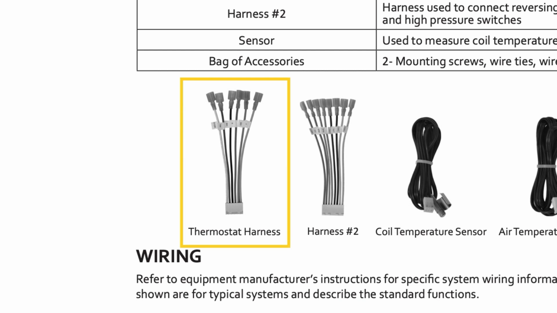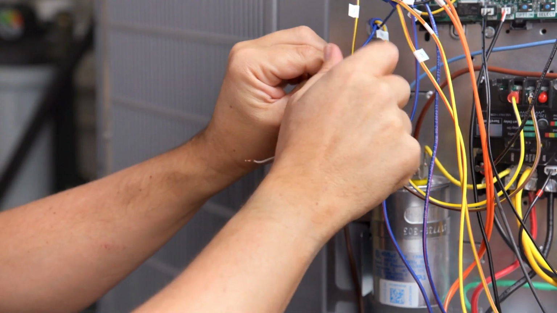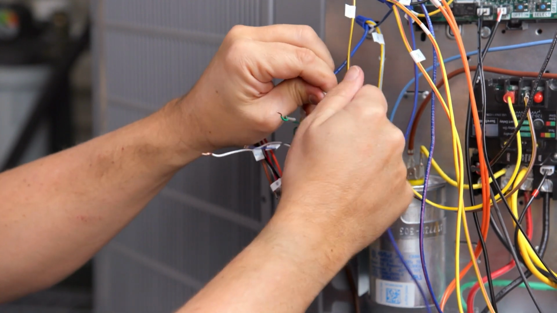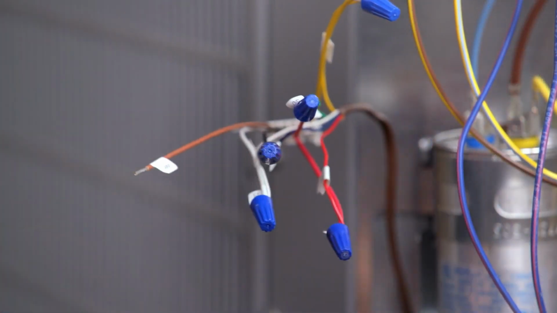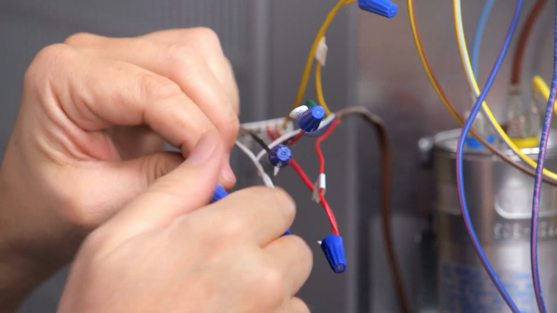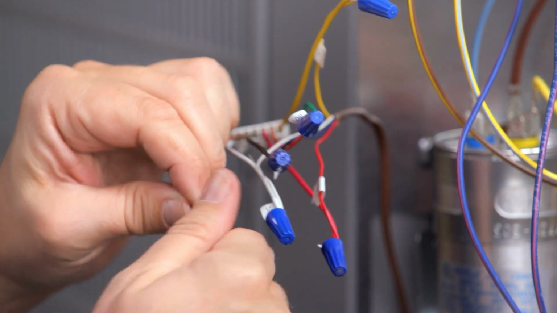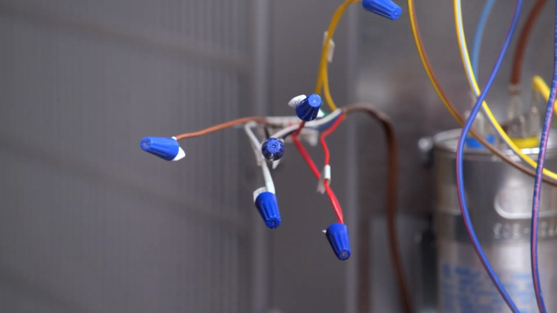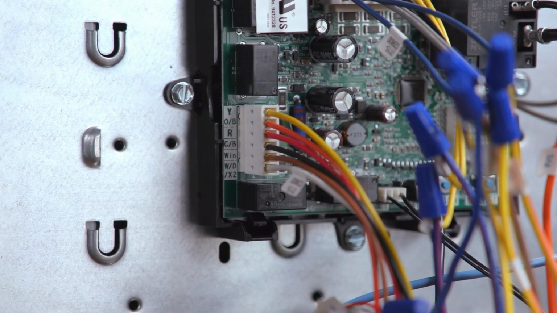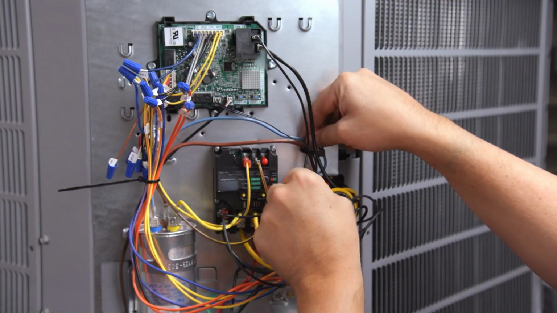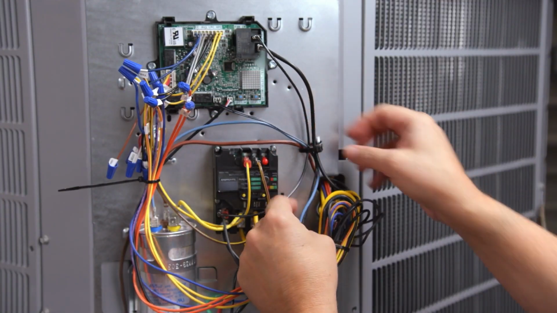Identify the thermostat harness to begin wiring. Connect the Y wire from the thermostat harness to the Y wire from the air handler. Attach all remaining thermostat wires to the thermostat harness by matching the labels. For this application, wire nuts are needed. Then plug the thermostat harness into the 6-pin inline connector. Dress loose wiring with supplied zip ties.